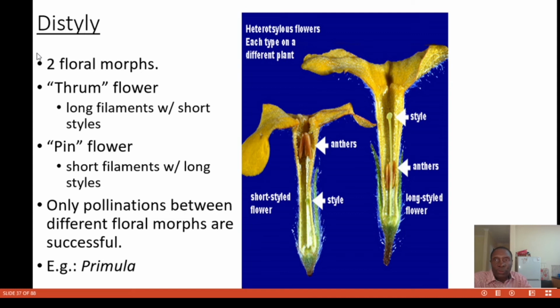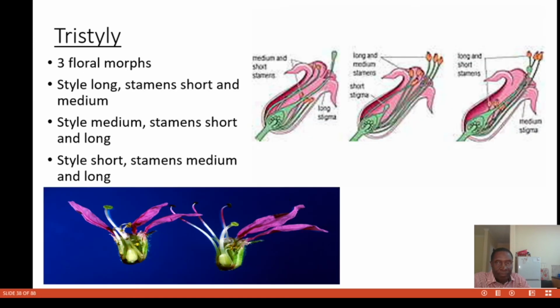So di means two. Here we have two. We have sunflower long filaments with short styles. Then pin, we have short filaments and long styles. Only pollinators between different floral morphs are successful, like can be found in these species. Then three, tristele, three morphs. Again, you can see this description.